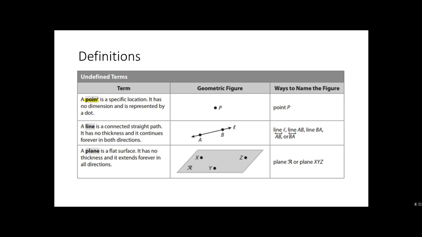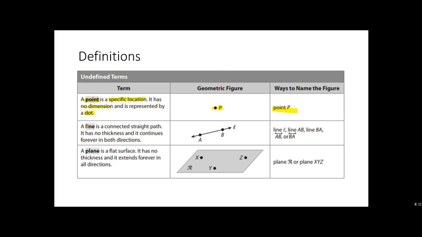So our first definition, a point. It's a specific location, it has no dimensions, and it's represented by a dot. We don't care about the length, the radius, the diameter of the dot. It's just a dot. Okay, in this situation, we call it P. So in ways of naming it, we say point P.